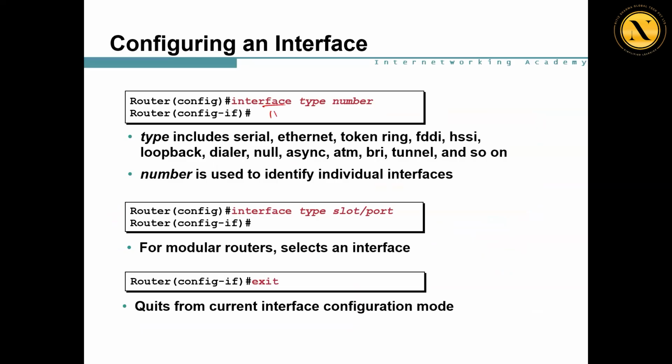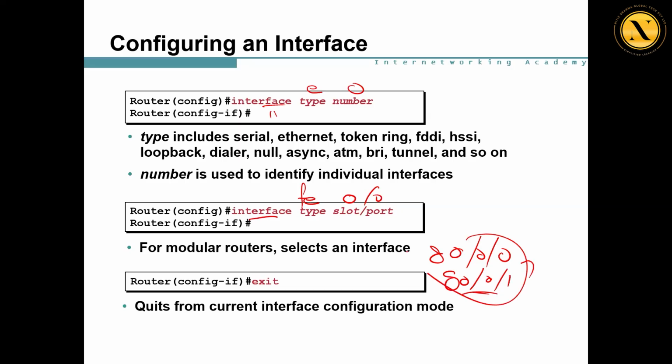interface. In the olden days, it was just interface Ethernet 0 or Ethernet 1 like this, right? Then later on, as our router models kept on changing, it was like maybe interface Ethernet or FastEthernet 0/0. And now we see that we have gigabit 0/0/0 or gigabit 0/0/1 and all those things, right? So it's just a way of configuring it. Slot and ports.